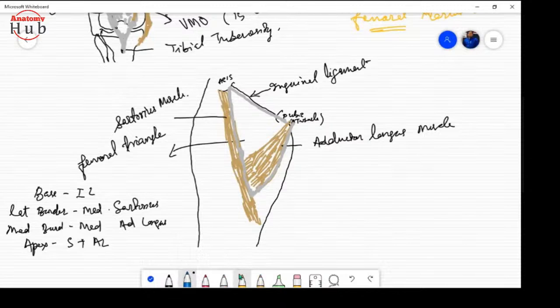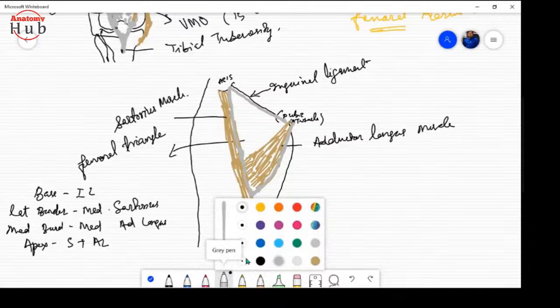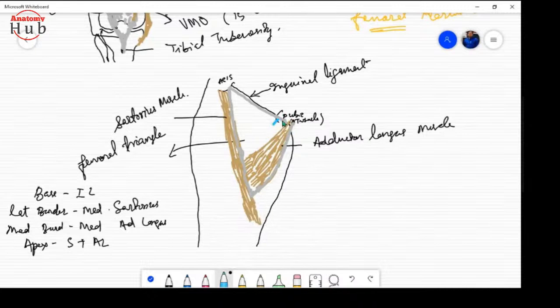I will not use the blue and red and the yellow. I have to use some other color. Okay, I am taking this color. So here you'll find the pectineal line, no? Okay, so you should know about the landmarks of the hip, no?